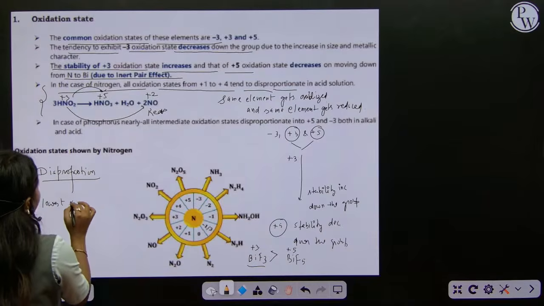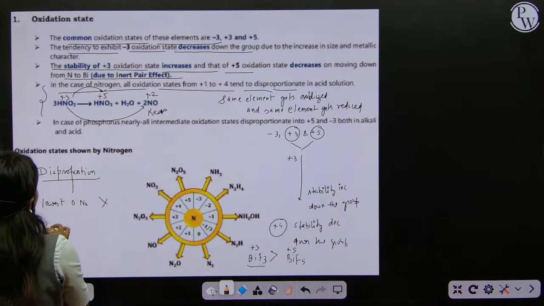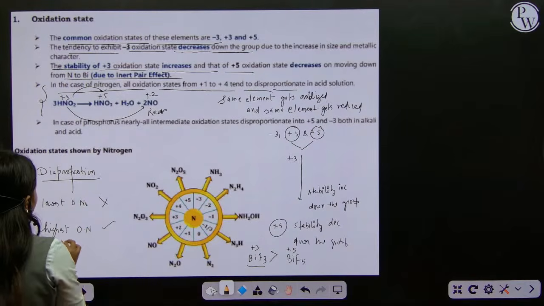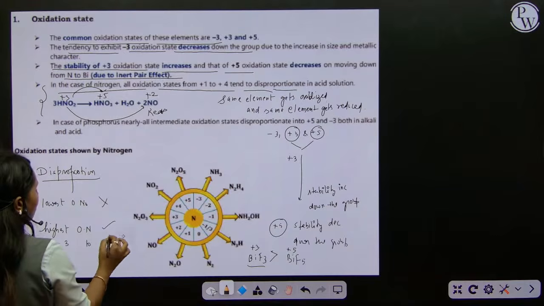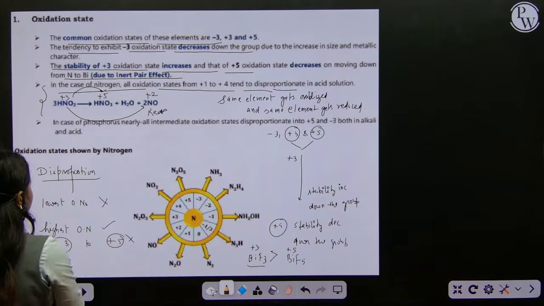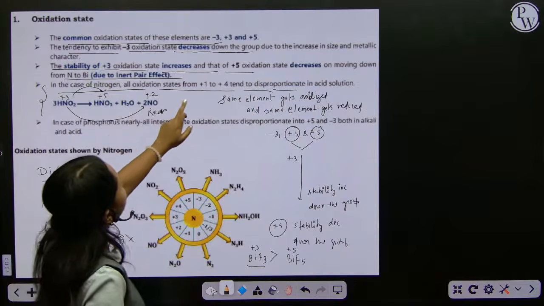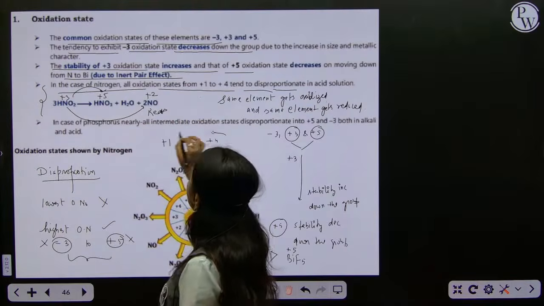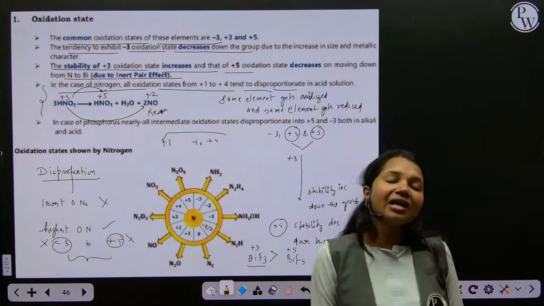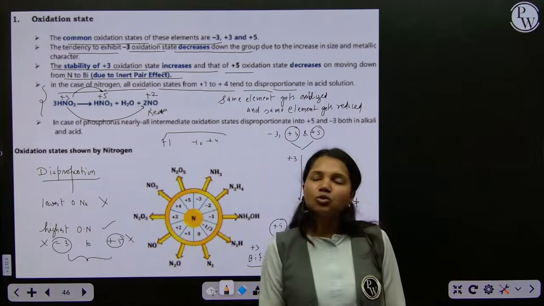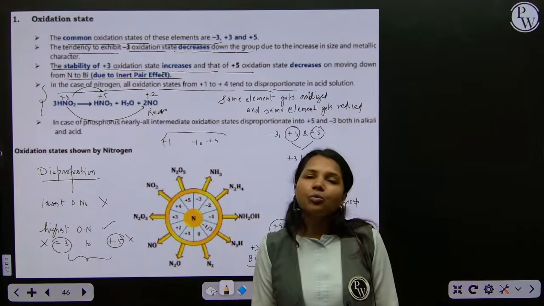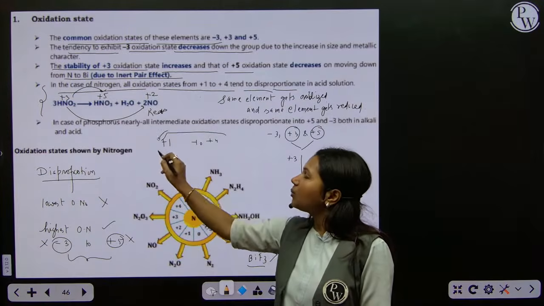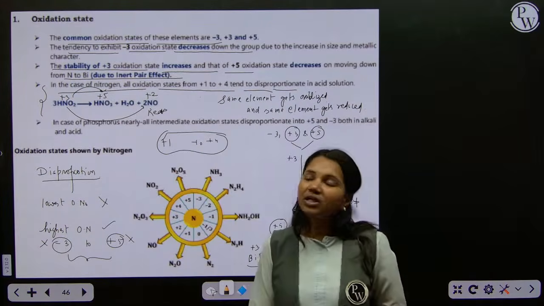Lowest oxidation number cannot show, highest oxidation number cannot show. Minus 3 to plus 5. So plus 5 cannot show, minus 3 cannot show, but the intermediate can. So what they have mentioned is from plus 1 to plus 4. Always remember, the oxidation number which is lying between the maximum value and the minimum value can disproportionate. Plus 1 to plus 4, they can disproportionate.